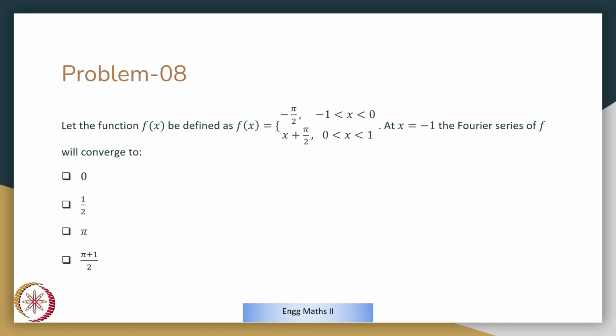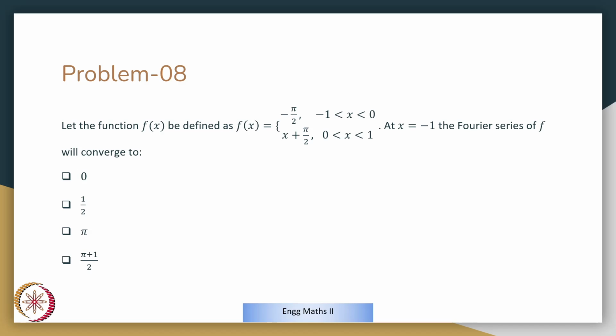Problem number 8. So now we are given a function f of x, which is defined as follows: f of x equals minus pi by 2 when x is between minus 1 to 0, and it equals x plus pi by 2 when x is between 0 and 1. And we are asked to calculate the value at which the Fourier series of f will converge when x equals minus 1.